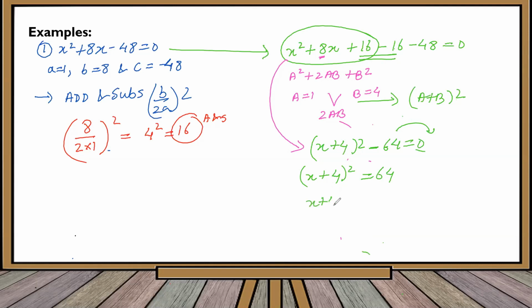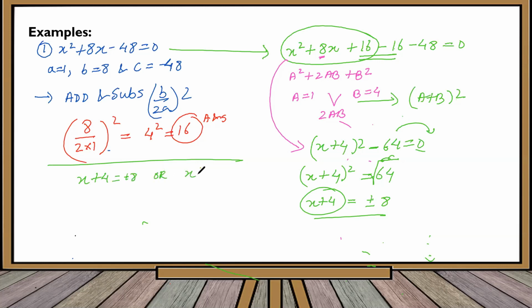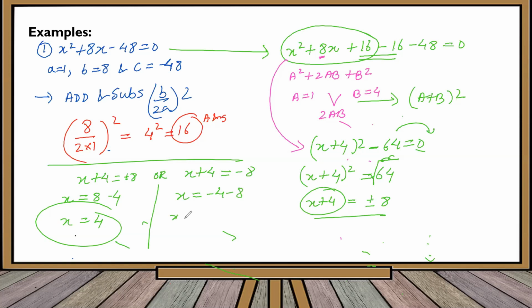So this will be x plus 4. We know 64 is root of 8. But whenever we take a square root of any number, this always has to be plus minus 8. Right? Now we have two possibilities over here. Either x plus 4 is equal to plus 8, or x plus 4 is equal to minus 8. So if it is equal to plus 8, it will be 8 minus 4. X will be equal to 4. If it is equal to minus 8, it will be minus 4 minus 8. X will be equal to minus 12.